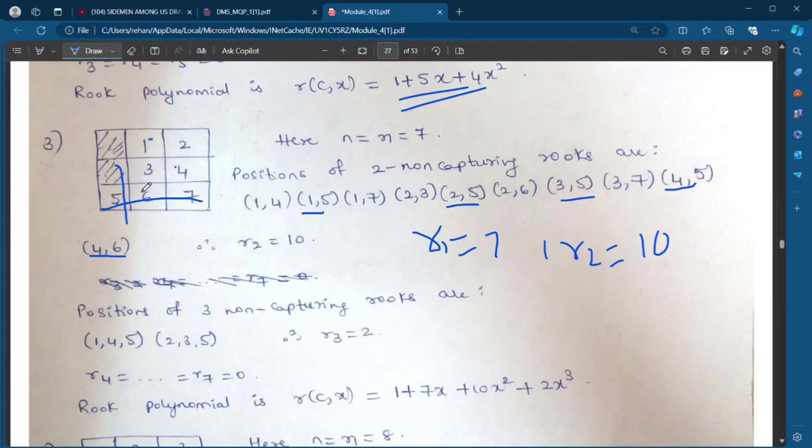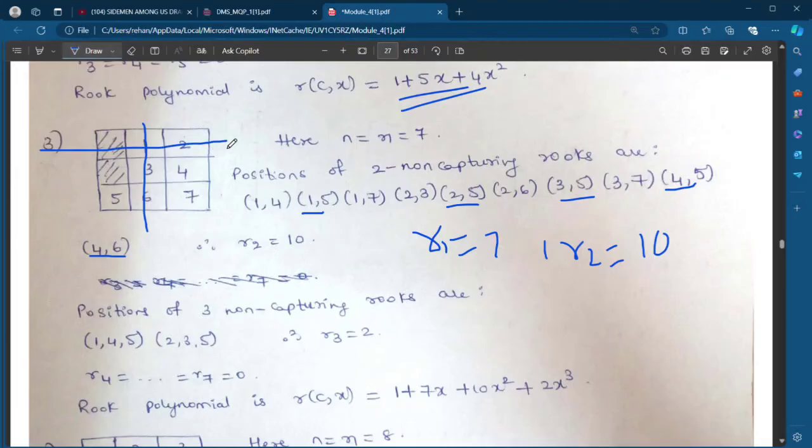Now the positions of 3 non-capturing rooks. So I'll take 1, 4 and 5. In this I will consider 1. Okay, so this will go. In this I will consider 4 and this I will consider 5. Okay, so 1, 4 and 5. Now see here, sorry, let me erase this. So I have to draw it in such a way.